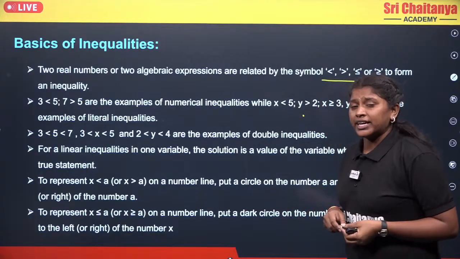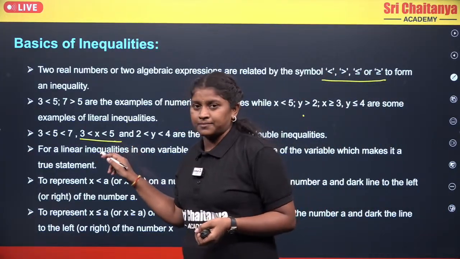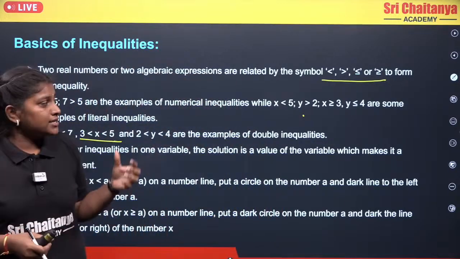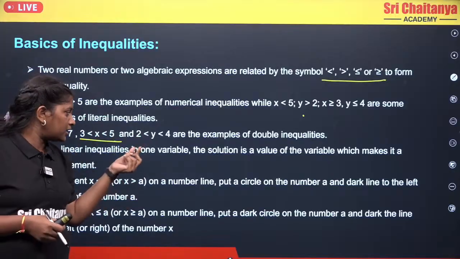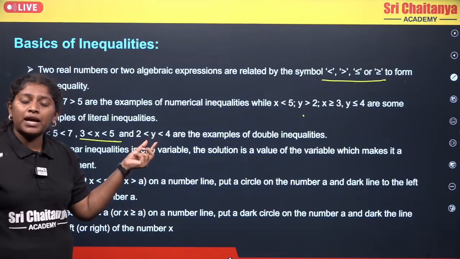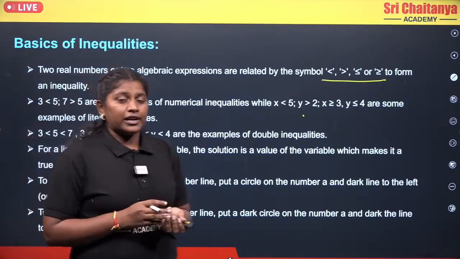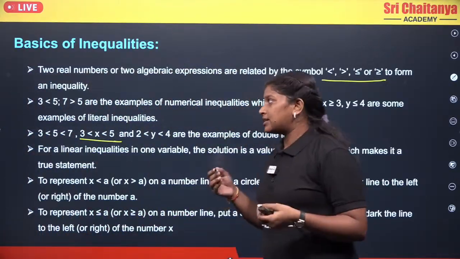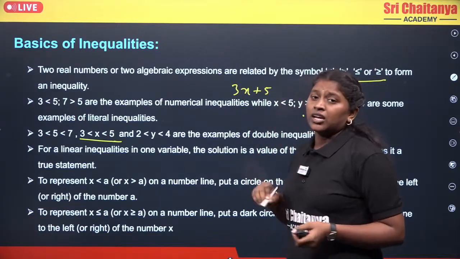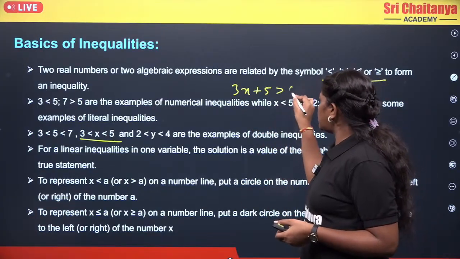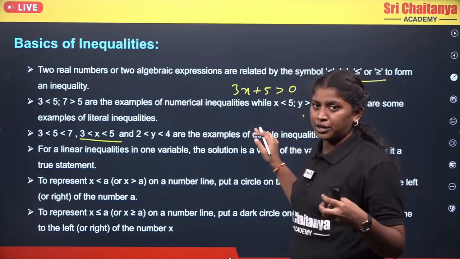Now coming to the next, if you observe here clearly, we are having the inequality on both sides. These cases we are going to call double inequalities, because we take one particular variable and apply the inequality on both sides. Now moving to the next, for any polynomial, just consider a linear polynomial 3x plus 5. For example, if we have it greater than 0, this is one of the inequalities we have in a linear equation in one variable.